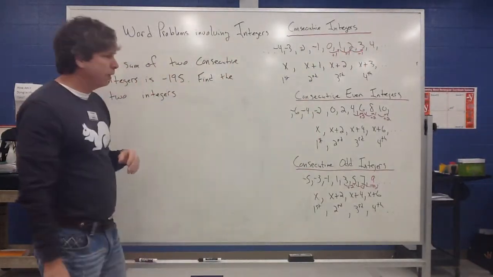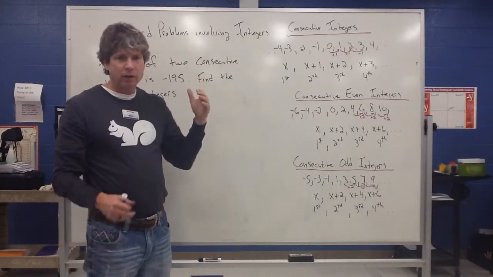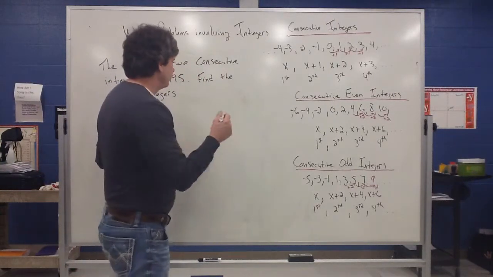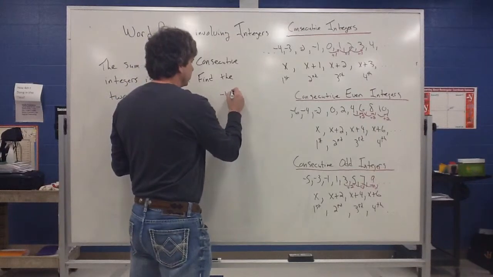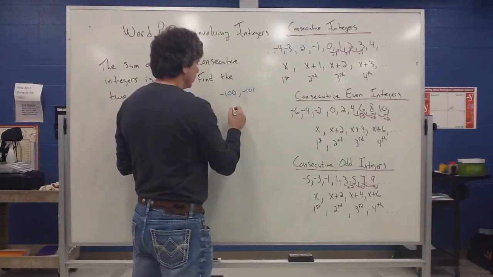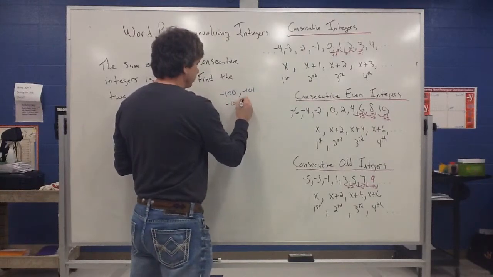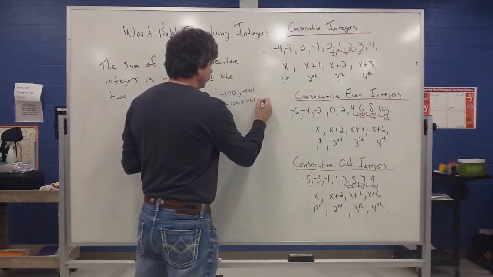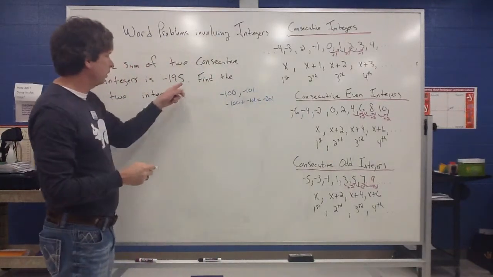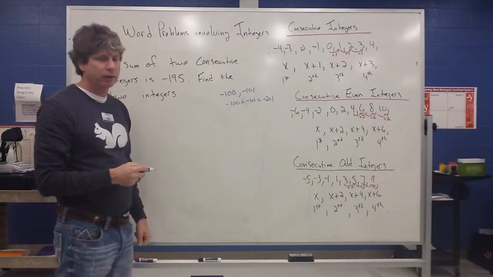Now, to get a negative 195, they're going to have to be kind of large, and they have to be close to each other. So I'm thinking, if I think of a negative 100, I need also a negative 101. But if I have negative 100 and a negative 101, that's a negative 201. That's a little bit too big, but I'm close, just by picking negative 100.